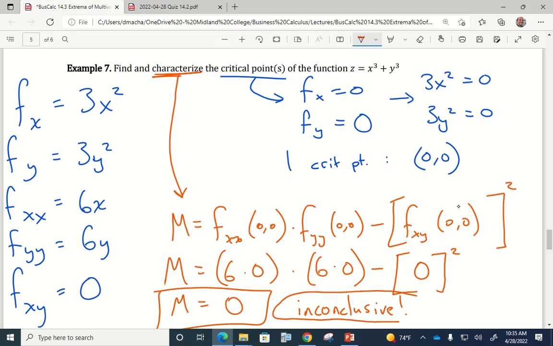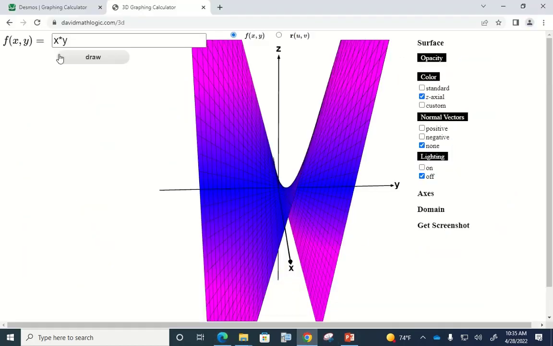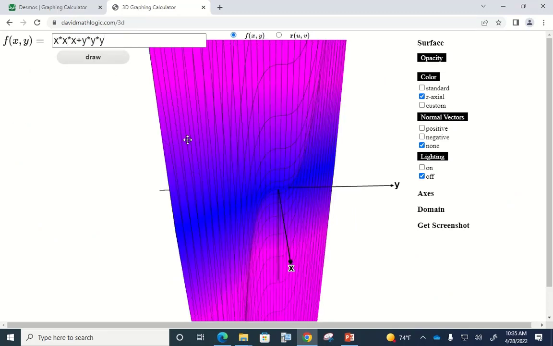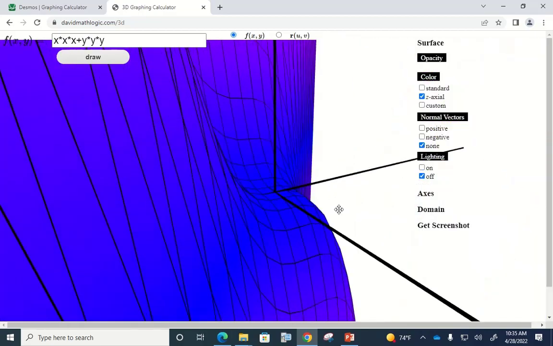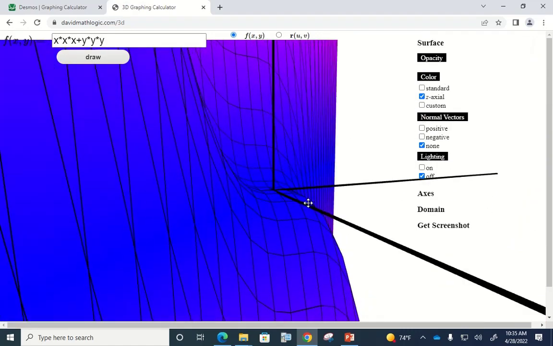And that just means that we have no idea whether that critical point at the origin might be a maximum, it might be a minimum, it might be a saddle point, it might not be any of those things. Could be something totally different. It could just be a regular old boring critical point. And if we look at x cubed plus y cubed, sure enough, that's the example I showed you from earlier, where it's not a saddle point, it's not a maximum, it's not a minimum, it's just a boring little weird flat part of the surface.